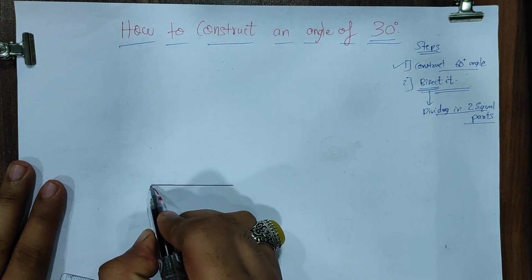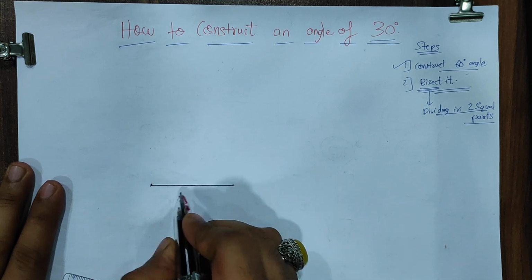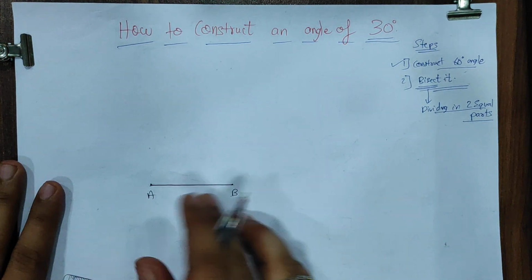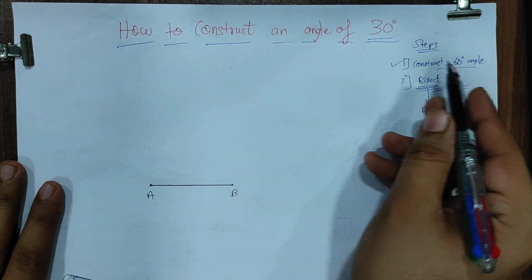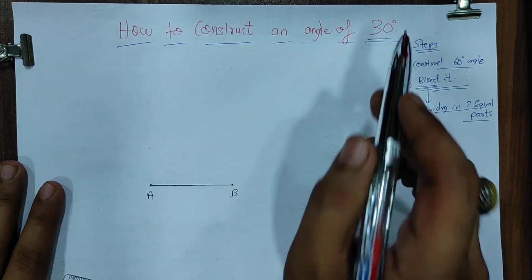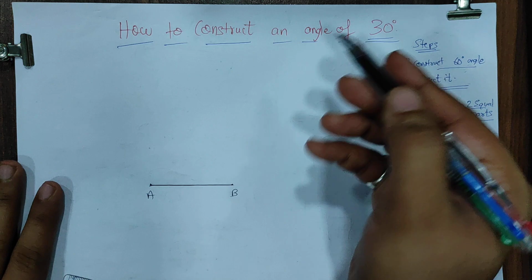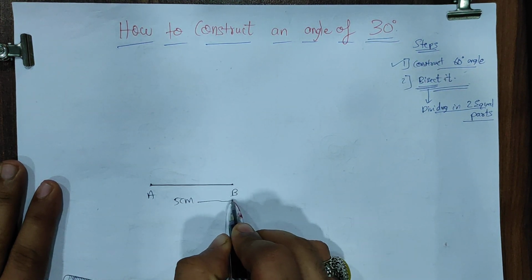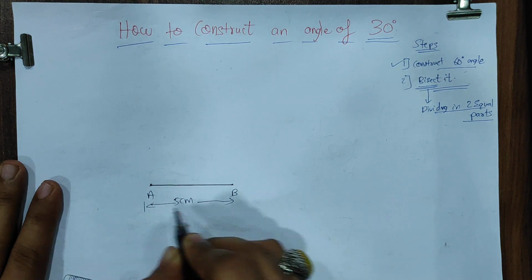Always mark the 2 points like this. Let me call it line AB. Any random line I'm taking; you can take any dimension because I'm just explaining the 60 degree, and then 30 degree, as I'm concerned with how to draw an angle. Now there's no triangle over here. 5 centimeter, always label it like this, with arrowheads like this.